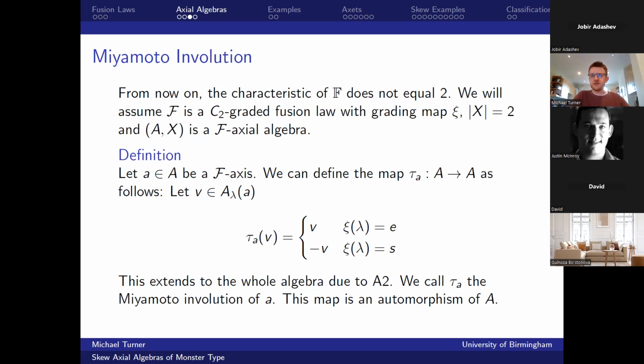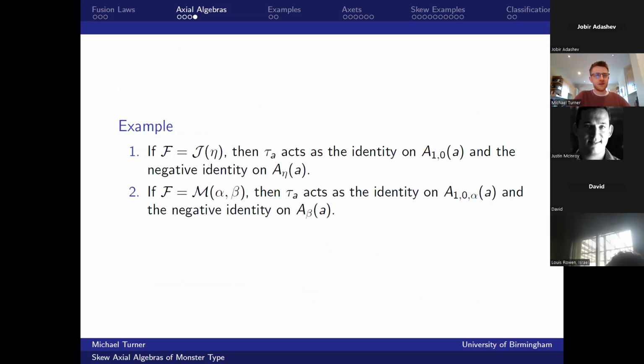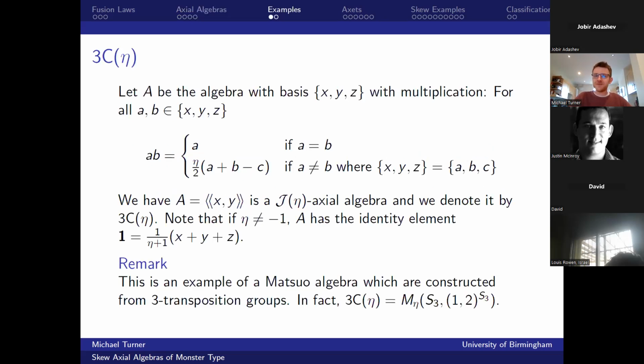Okay, so I've talked about axial algebras, but I haven't actually told you that they do exist. So I was going to give you some examples. Actually, just before then, if we have the Jordan fusion law, then the tau map acts as the identity on the 1 and 0 eigenspace and negative identity on the eta eigenspace. And if we have the monster fusion law, then the tau map will act as the identity on the 1, 0, alpha eigenspace and negative identity on the beta eigenspace. Okay, so yeah, now on to some examples.